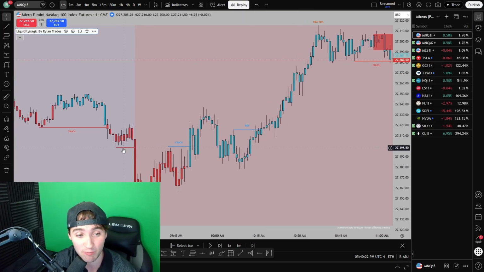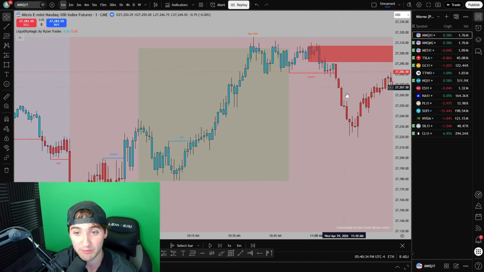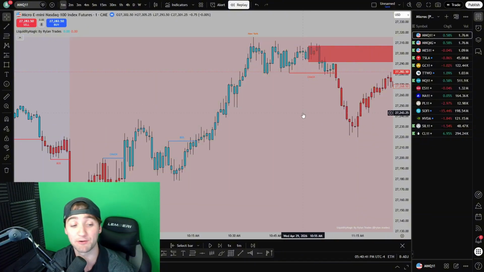As you guys could see, once we made that break of structure, price continued being bearish until we made a change of character. The indicator automatically marks it out for you. So if you look right here, we had a nice uptrend. Once we made that change of character, we became bearish. Pretty dang simple. The indicator does it all for you.